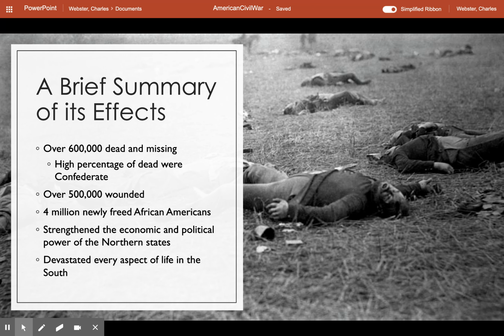As a result of this war, the Civil War, we had over 600,000 dead and missing people by the end of the war, and the higher percentage of the dead came from the Confederate side, the southern side. They started with fewer men in their armies, so the fact that they lost almost as many men as the Union Army means that a higher percentage of their soldiers died or were injured.